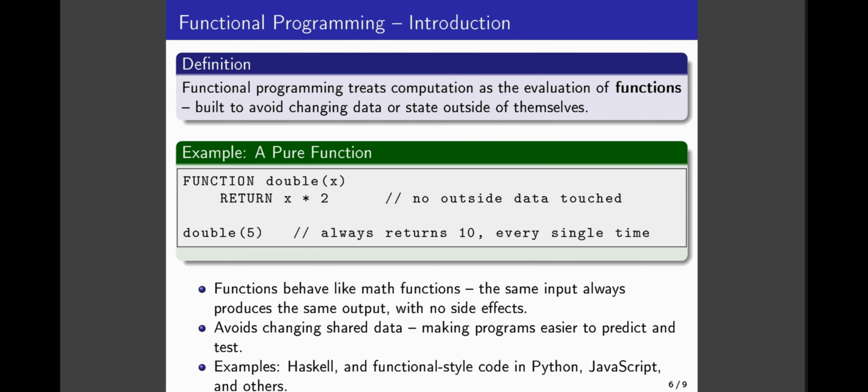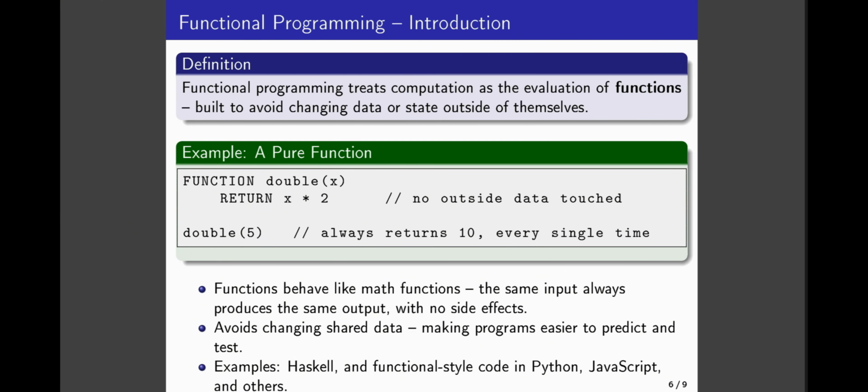Then this is a paradigm that thinks about programming quite differently: functional programming. Functional programming treats computation as the evaluation of functions built to avoid changing data or state outside of themselves. So here is an example of what's called a pure function, double(x), which simply returns x times 2 without touching any outside data at all. And notice double(5) always returns 10 every single time, no matter what else is happening in the program.